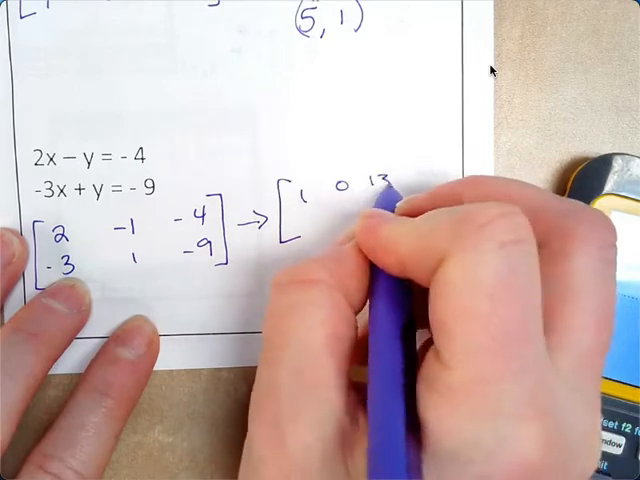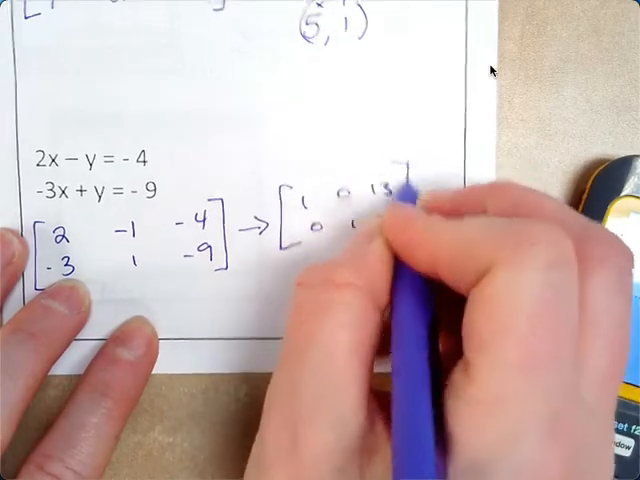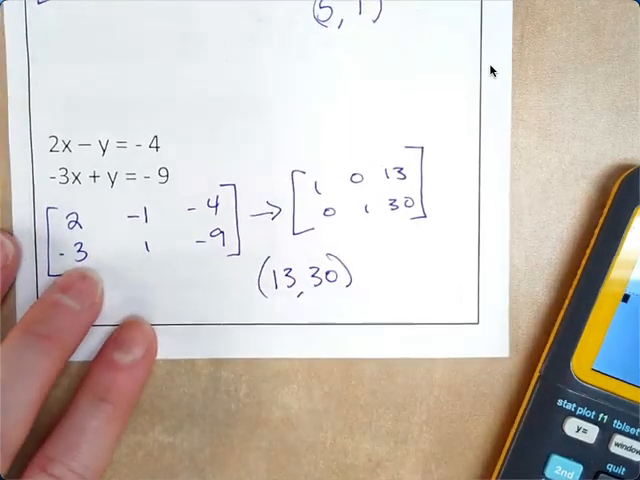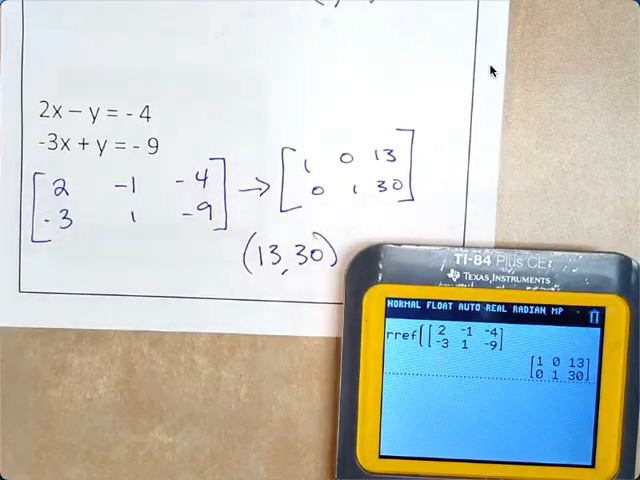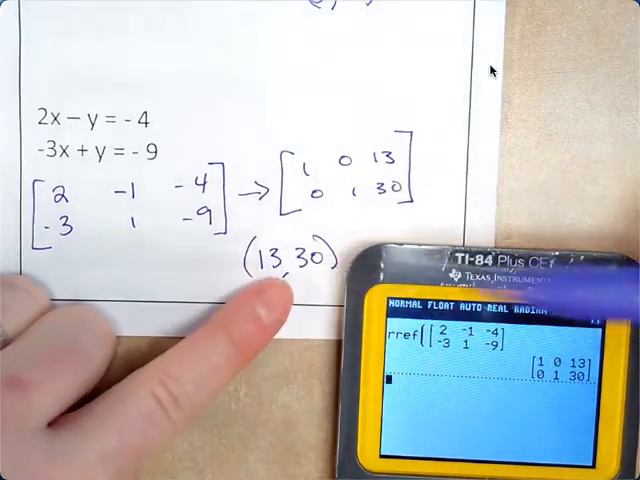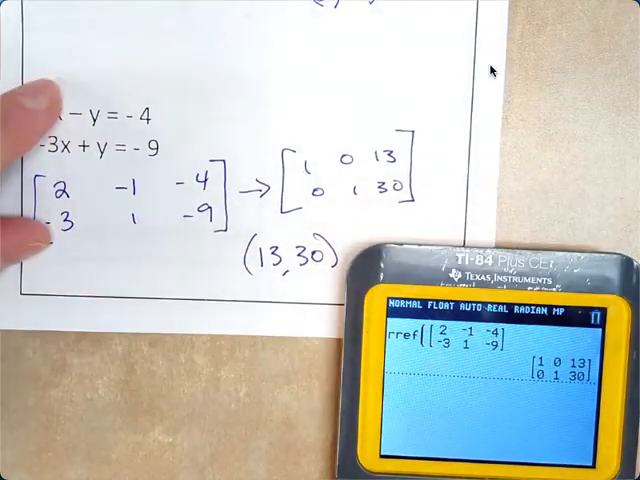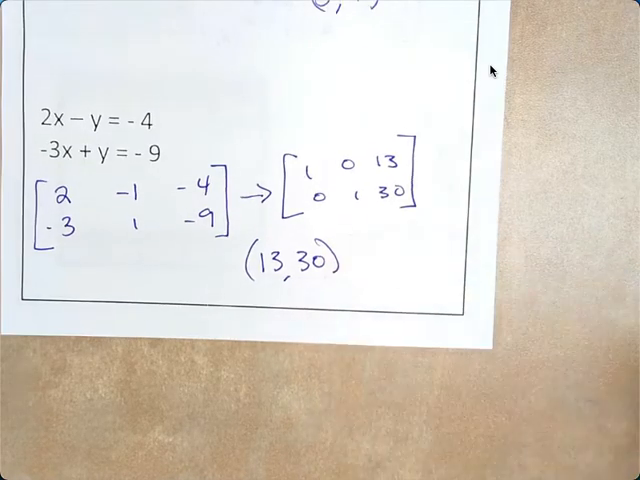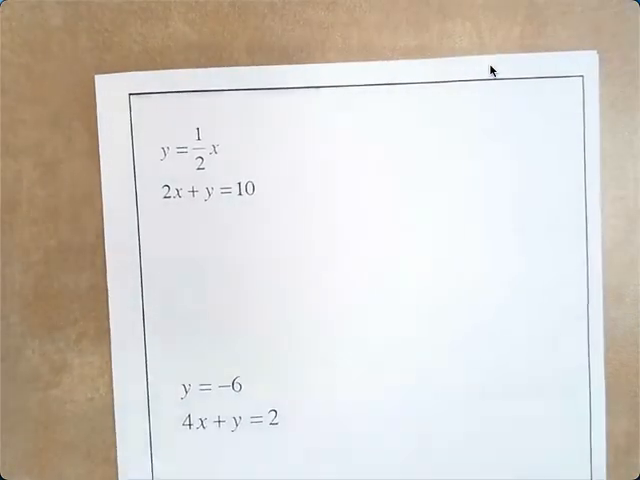1, 0, 13, 0, 1, 30. So x is 13, y is 30. So you can plug them into your equations. Okay, let's look at the other side.